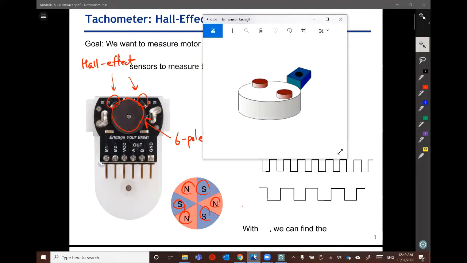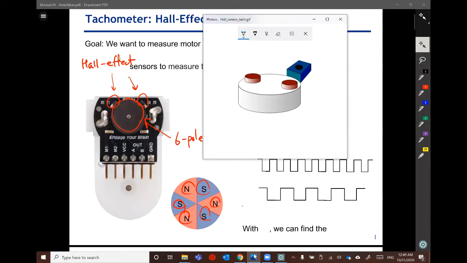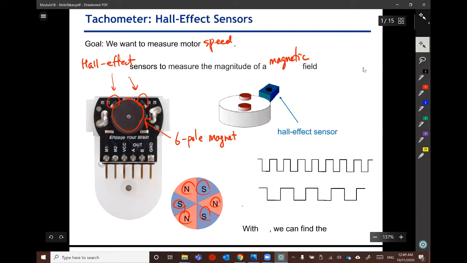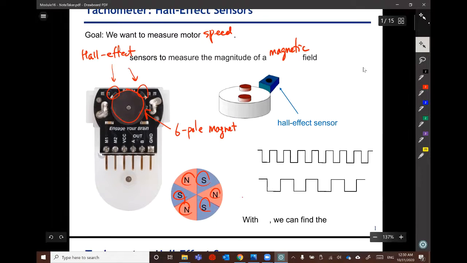I'll show you a movie here. As the disk is rotating, these red things are small magnets, and the Hall effect sensor can detect the magnetic field. So that is how Hall effect sensors work. Whenever we have a north pole, we have a logic high, and when we have a south pole, we have a logic low.